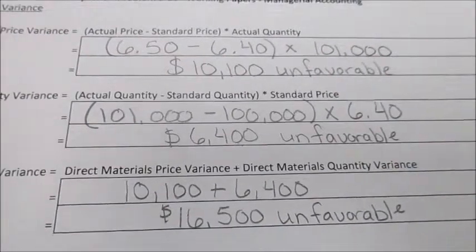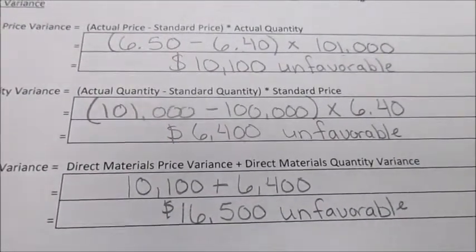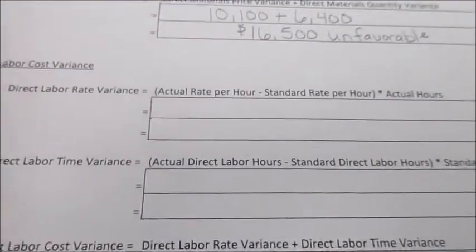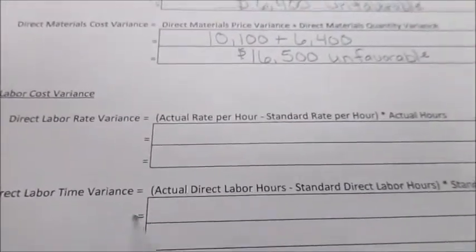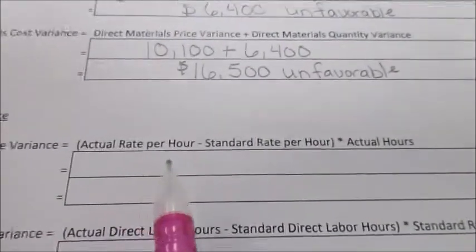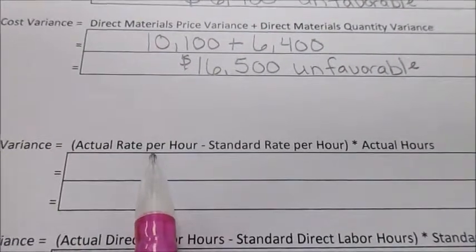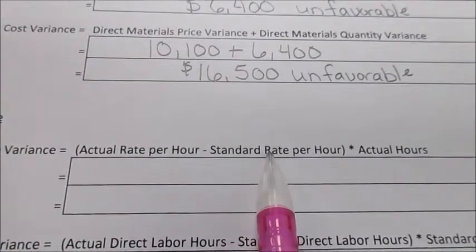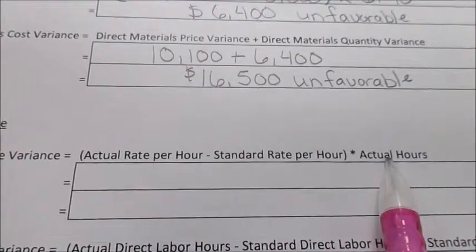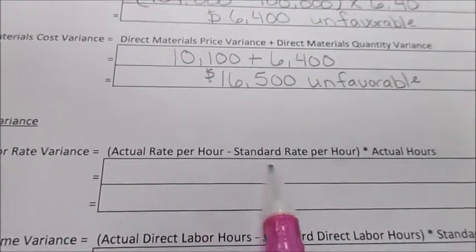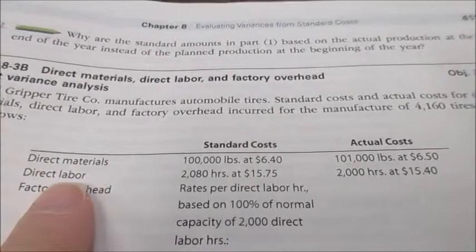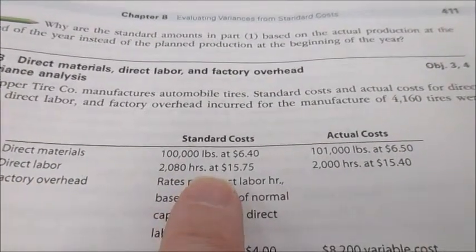Okay. We're going to follow a very similar pattern when we do our direct labor. So if we scoot down our piece of paper, it tells us that it's looking for the direct labor rate variance, and the equation is the actual rate per hour minus the standard rate per hour times the actual hours. Okay, so the first two are rates, the last one is the hours. So if we look at our second line, it covers our direct labor, our standard, and our actual.